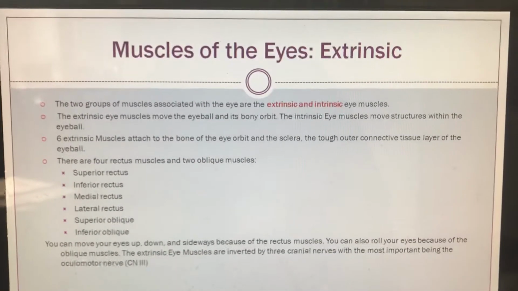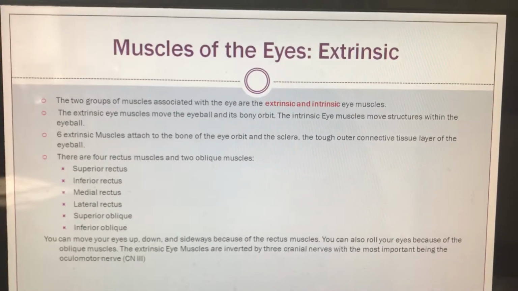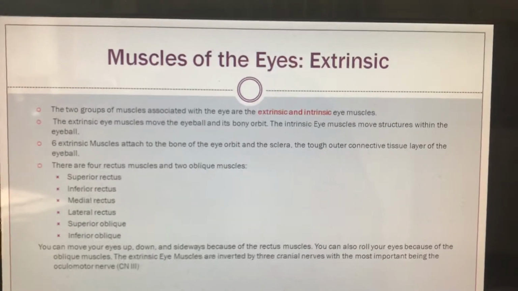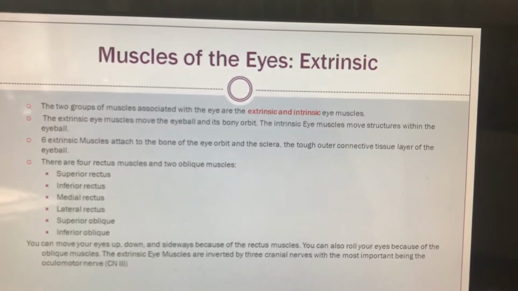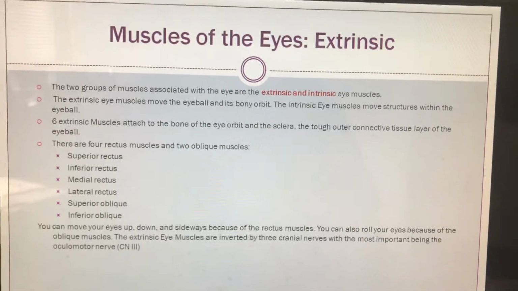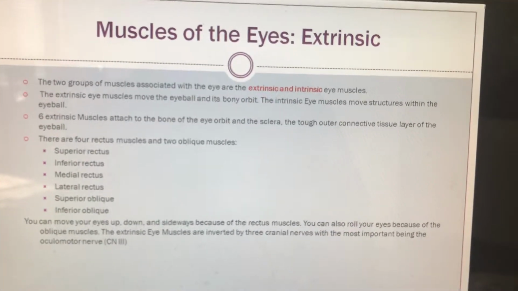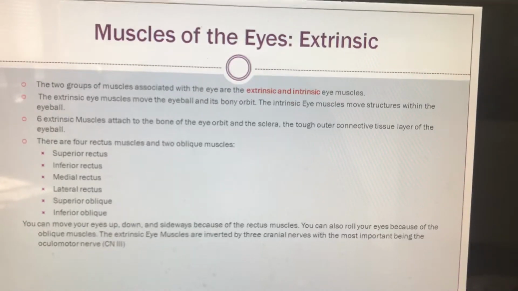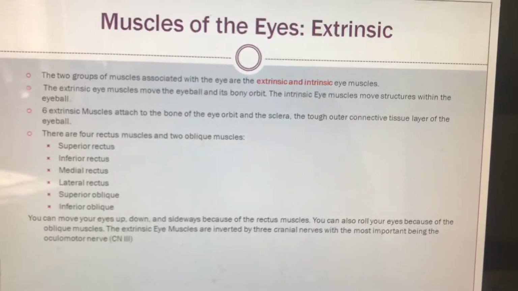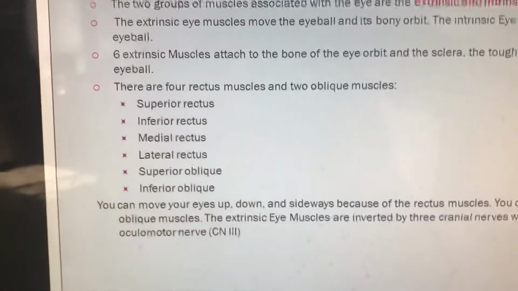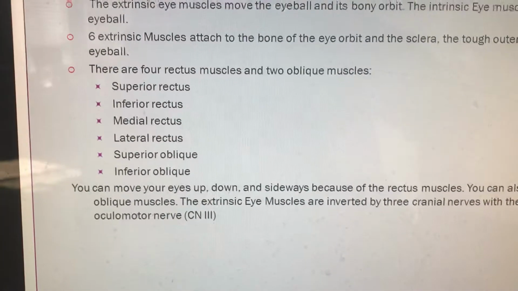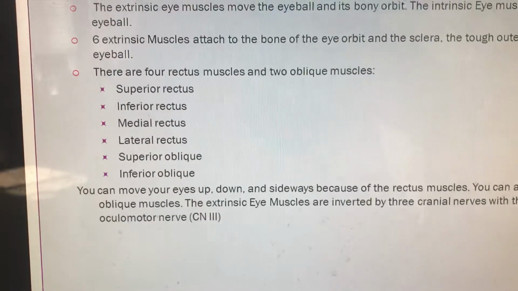Okay, so let's move on to muscles of the eye. You have extrinsic and intrinsic. The extrinsic eye muscles move the eyeball in its bony orbit. The intrinsic eye muscles move structures within the eyeball. You have 6 extrinsic muscles attached to the bone of the eye orbit and the sclera. There are 4 rectus muscles and 2 oblique muscles: the superior, inferior, medial, and lateral rectus, and the superior oblique and the inferior oblique.